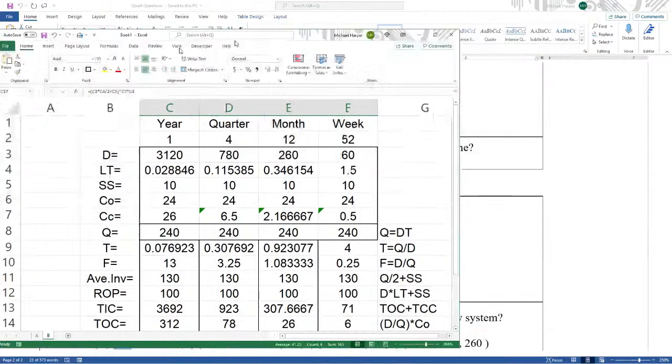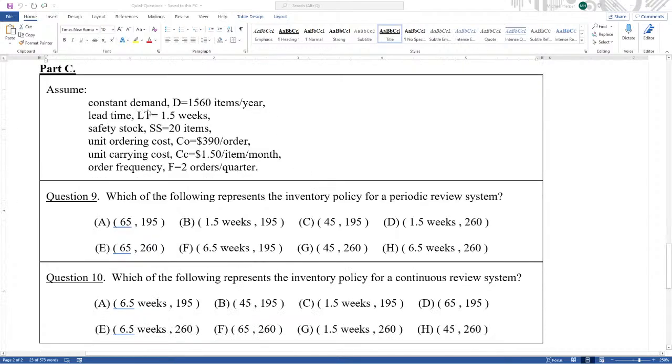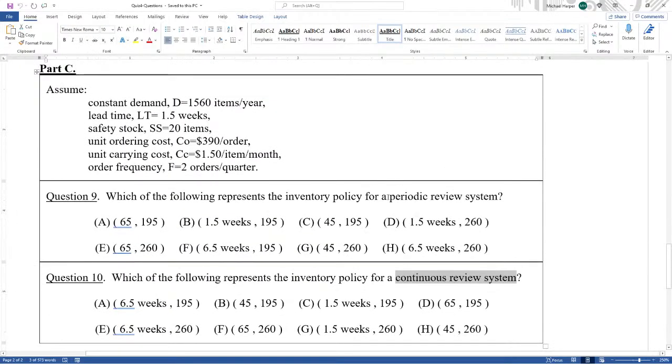Okay, let's move on. That's part B. Now part C. Assume a constant demand, lead time, safety stock, ordering cost, carrying cost, order frequency. Which of the following represents the inventory policy for a periodic review system and a continuous review system? So that's just representing it. A periodic review system will be weeks, so it's either going to be B, F, D, or H. Continuous review is either A, E, C, or G.